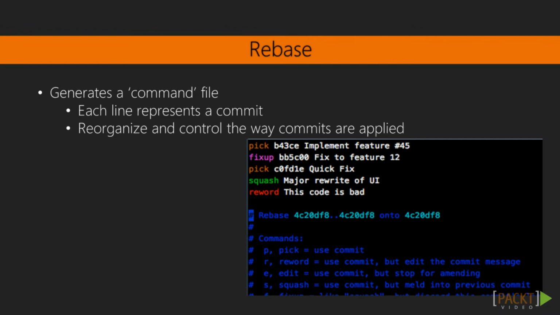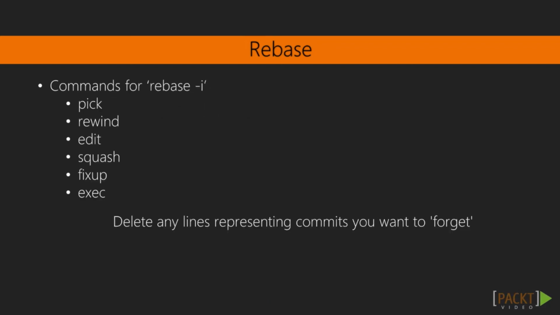Git rebase generates a sort of script file that represents all the commits derived from this one. By editing this command file, you instruct Git how to rebuild the history. It displays all commits in reverse order, oldest to newest, because we are rewinding the history. We will try a very simple exercise.